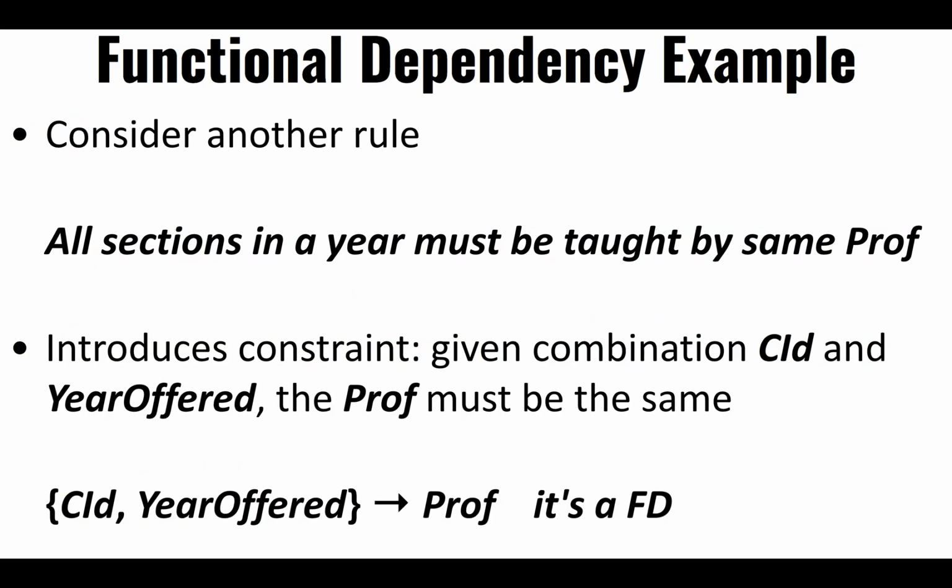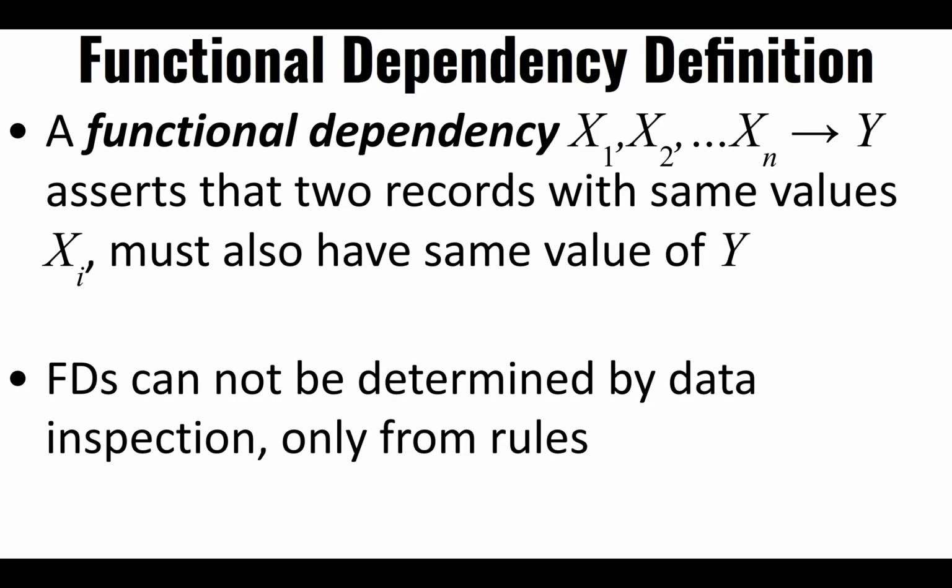Here's another one. All sections in a year must be taught by the same professor. Conceptually, we can capture that by saying, if I know the course ID and I know the year that it was offered, I know who's teaching it. That's a functional dependency. And again, it's a rule, and somehow we need to enforce it. How do we enforce it? Formally, we capture it by saying, x1, x2, all the input attributes imply an output.